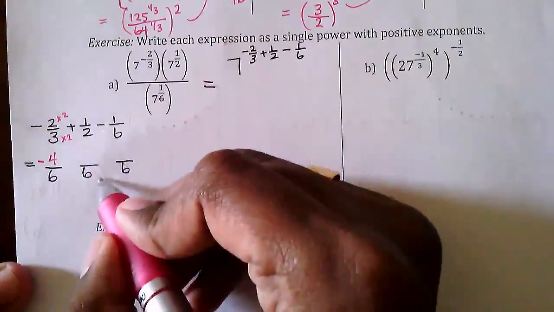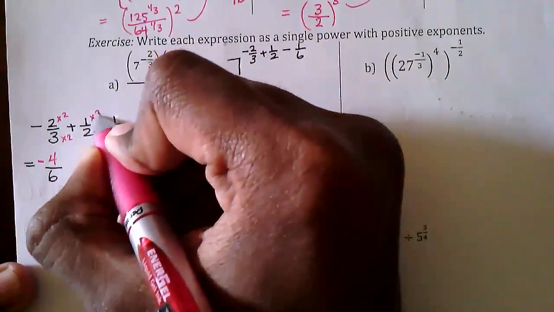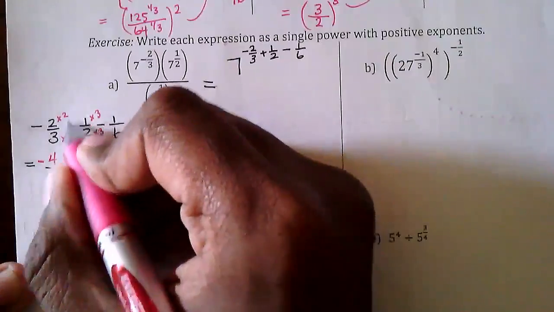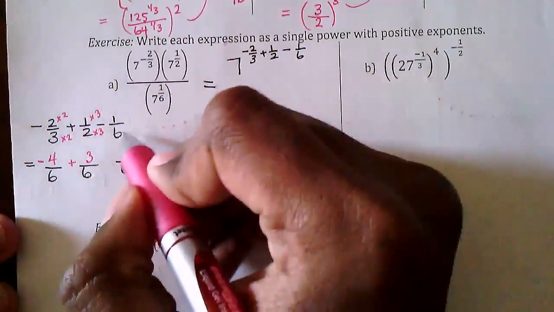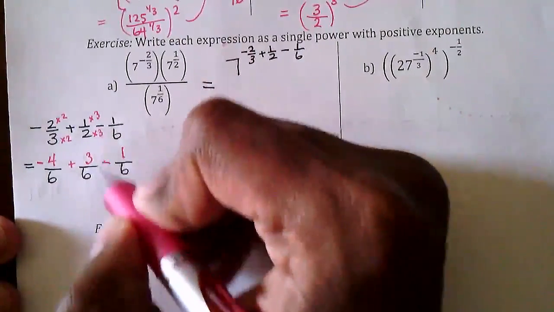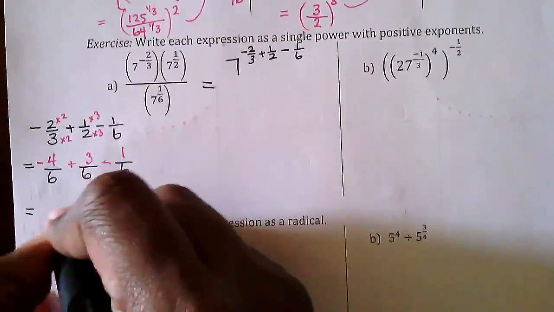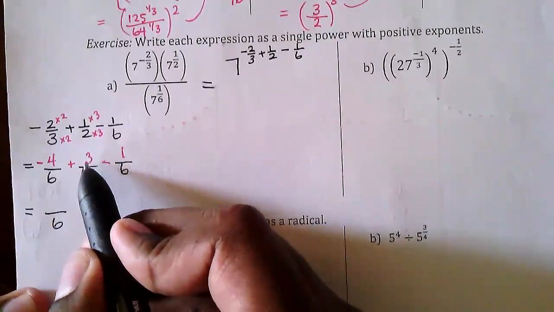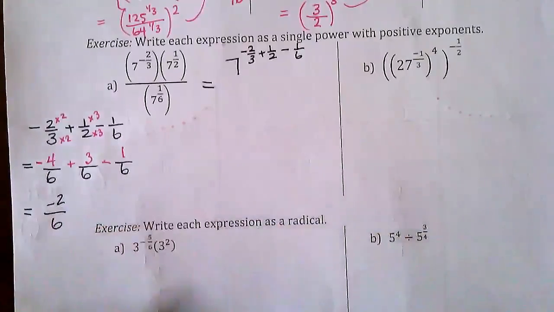Here, I want to go from 2 to 6, so I need to multiply both the numerator and denominator by 3. So 1 times 3 is 3, and 2 times 3 is 6. Because there's a positive there, I'm going to copy the positive. And here, the denominator is already 6, so I'm going to keep it as is. Copy the negative because it's there. Now, when I solve this, I keep the denominator. Negative 4 plus 3 is negative 1, and negative 1 is negative 2.